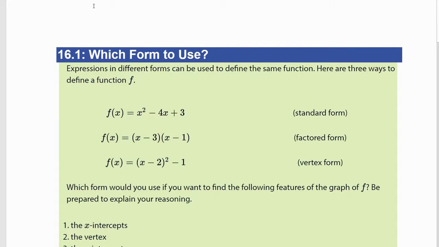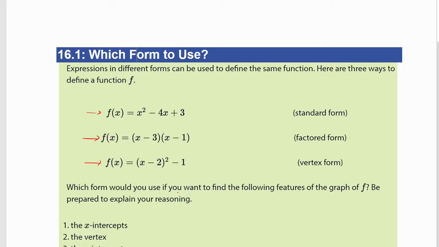All right, so Unit 6, Lesson 16, graphing from the vertex form. We have different ways that we are expressing a function called f. We have it in standard form, which is this form right here. Then we have it in factored form, right? And then we have it in vertex form, which was the previous lesson, Lesson 15.